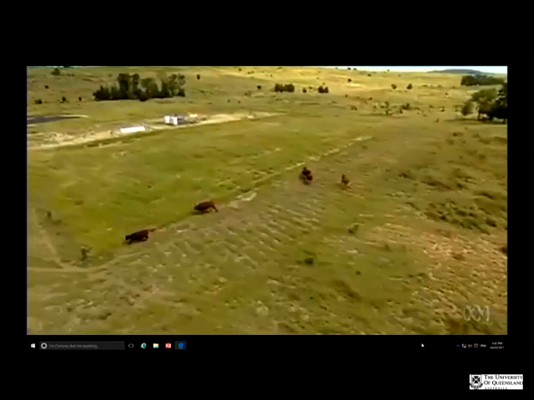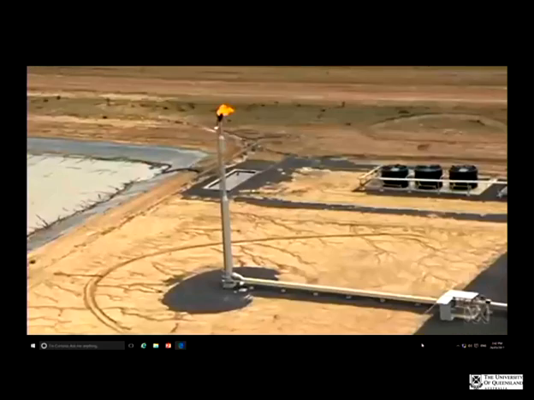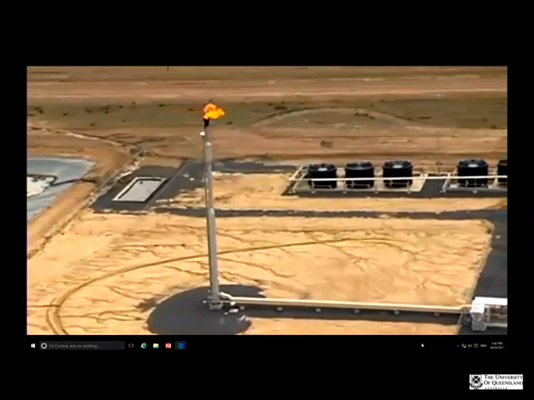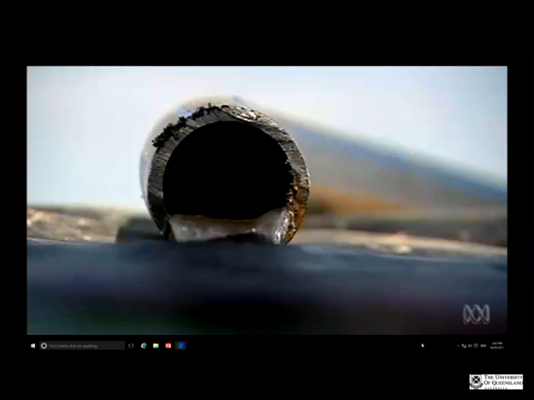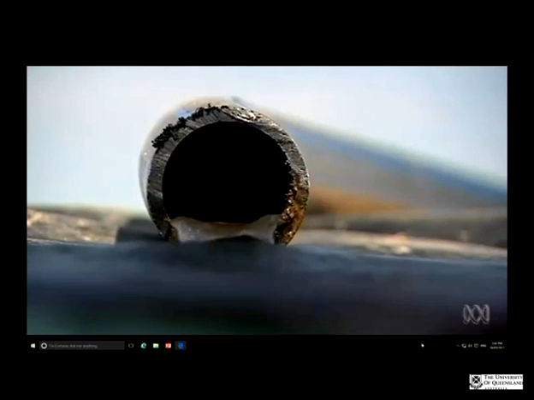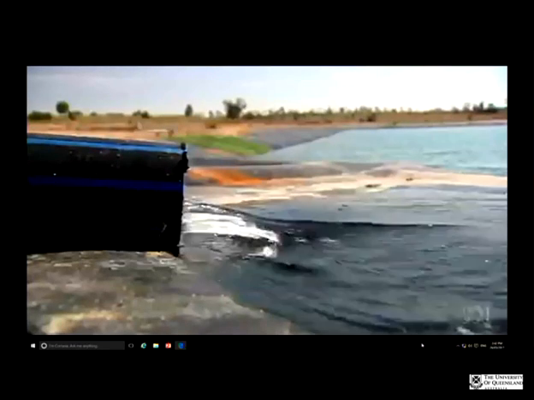All of this raises some basic but fundamental questions about whether proper baseline studies have been done on the water table and environmental impacts. Which leads to another important question. Why has the coal seam gas industry been allowed to proceed at such a rapid pace? Tonight, Four Corners can reveal why.